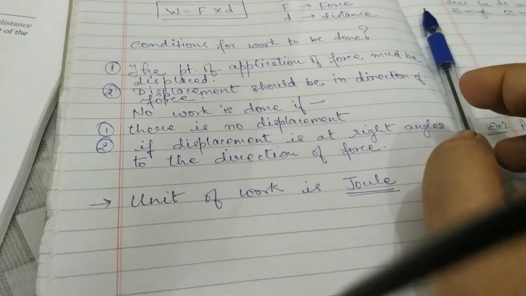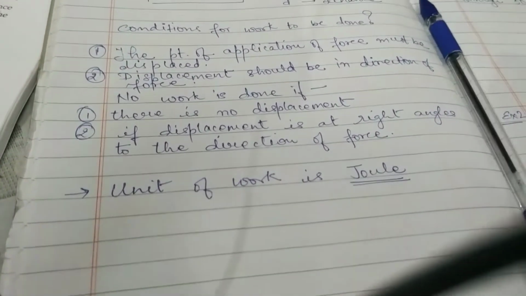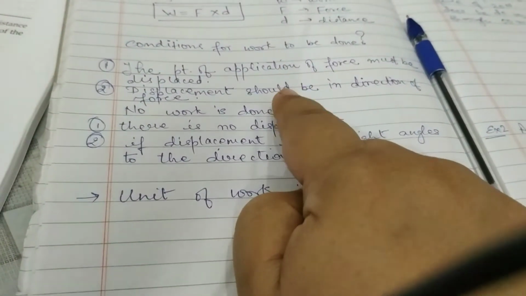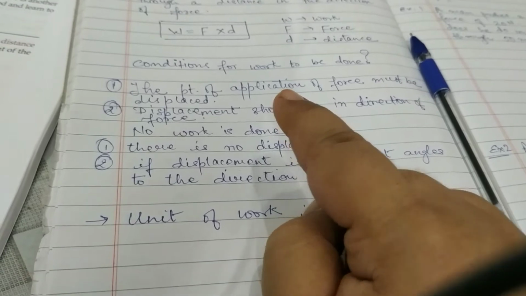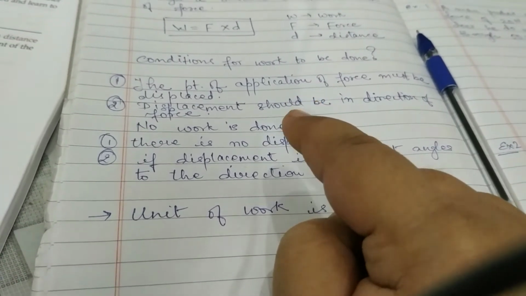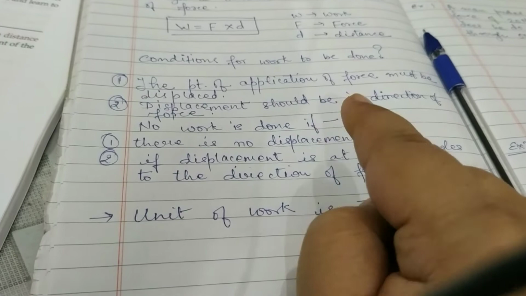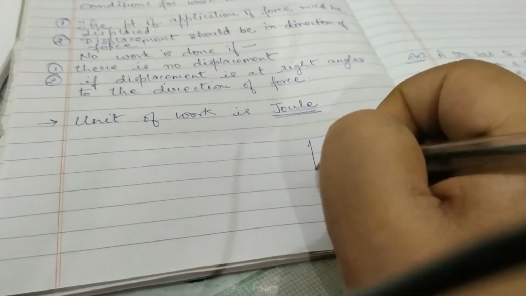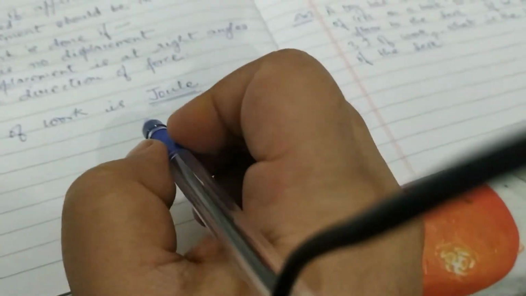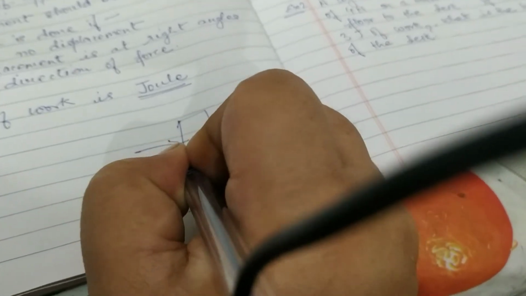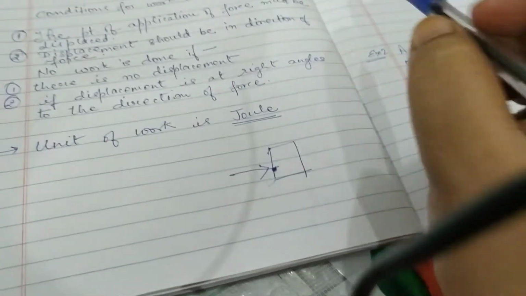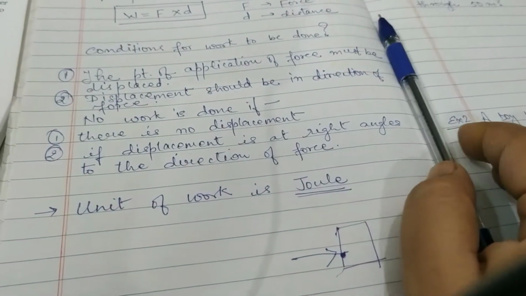So when is work said to be done? When the point of application of force is displaced, that is the first condition, and the second condition, the displacement should be in the direction of force, right? Point of application of force means, suppose this is an object and I am pushing it from this side, I am applying the force. So this is the point at which I am applying the force, right? So this is the point of application of force.